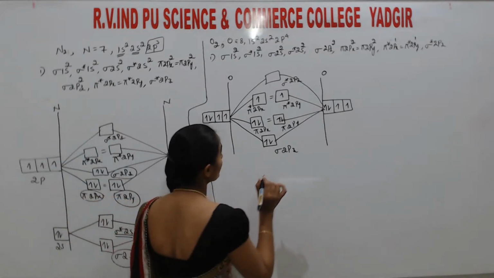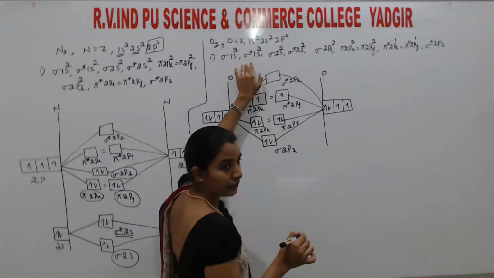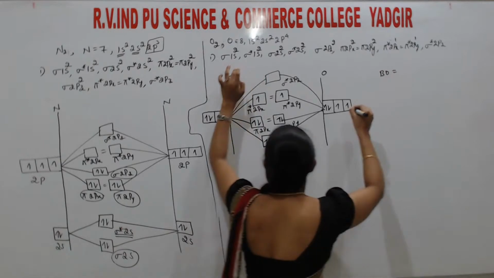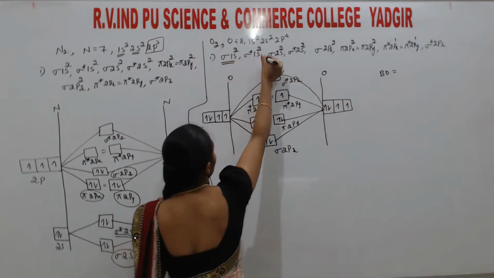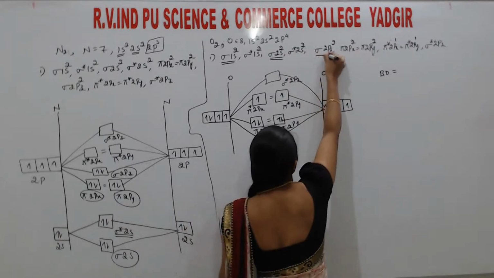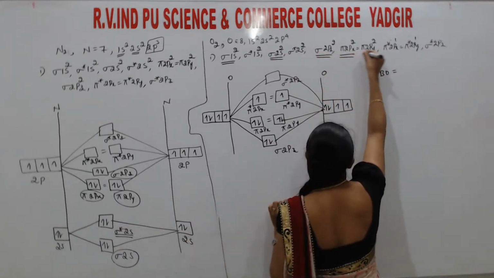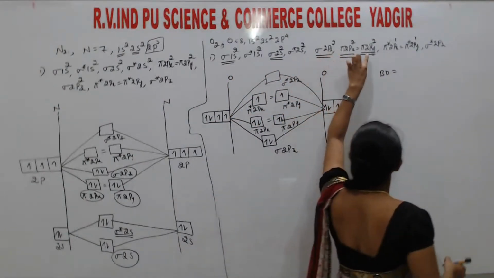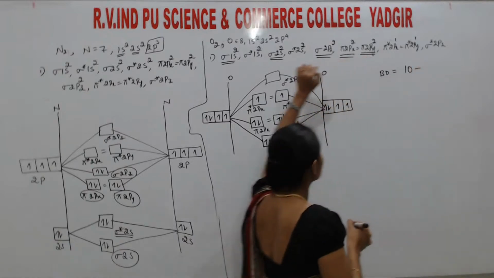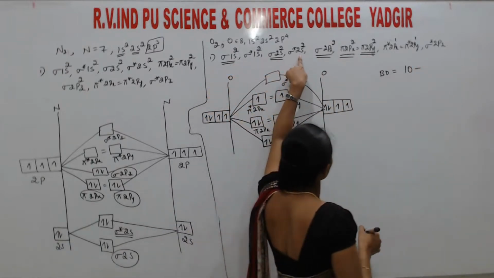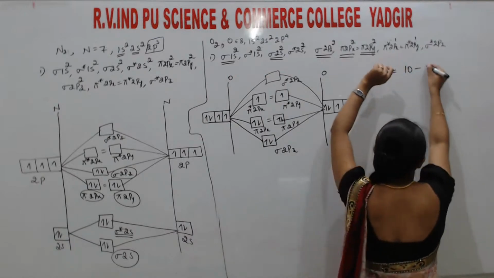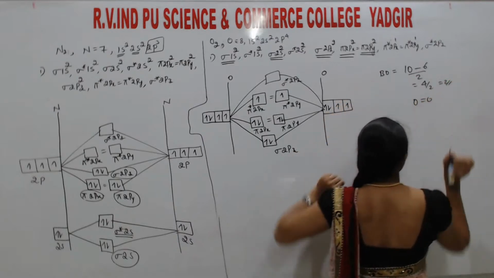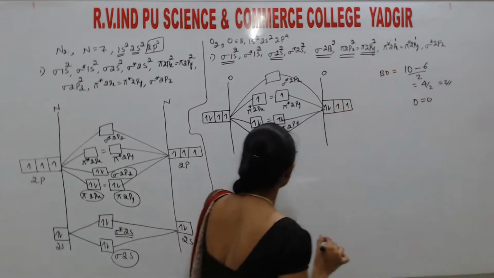Now, bond order. Listen, initially check the bond order from this diagram. Whatever is underlined here, that is bonding molecular orbitals. How many? 2, 4, 6, 8, 10. Minus anti-bonding, 2, 4, 5, 6, divided by 2. 4 by 2, that is 2. It means oxygen is this type of molecule. This is from the configuration.